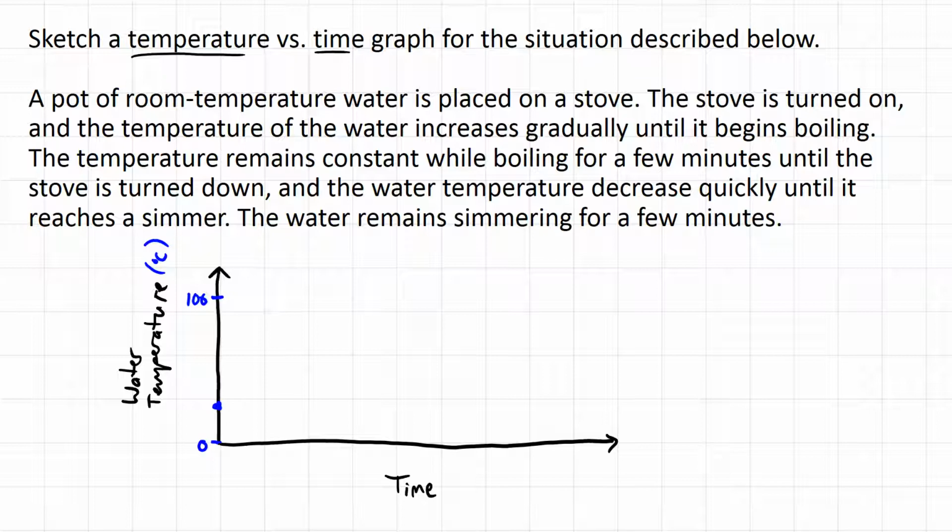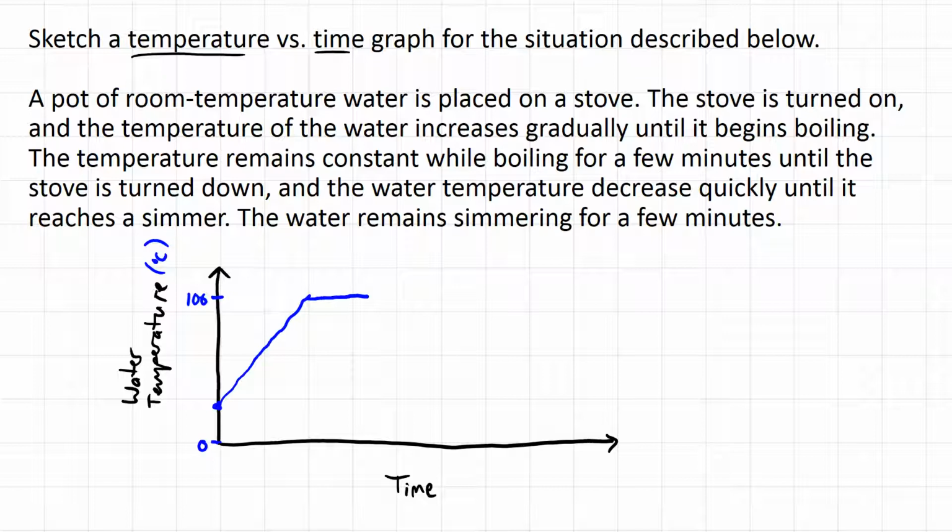So the stove is turned on and the temperature of the water increases gradually, we're told. So I'll try to make it gradual, meaning slowly, but I can't run out of room on my graph, so I'll keep it roughly constant until it hits 100 degrees, and then the water boils. And it remains constant while boiling for a few minutes.